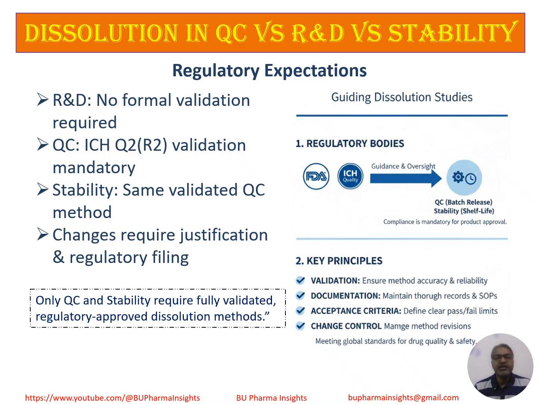This validated method is then logged and approved. In stability, the same validated method as QC is used to ensure consistent long-term trending. Any method change after approval requires scientific justification and may trigger a regulatory filing. So remember, R&D flexible, no formal validation, QC validation mandatory, stability uses the validated QC method. Post-approval changes are controlled and justified. That's how dissolution methods move from development to regulatory acceptance.